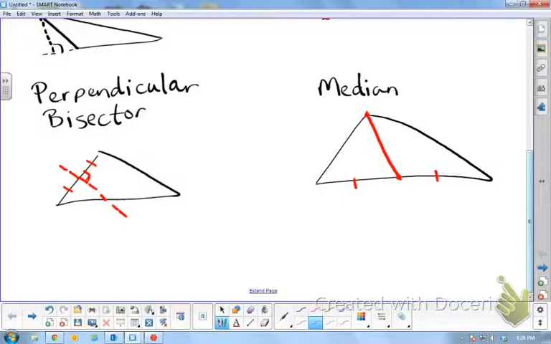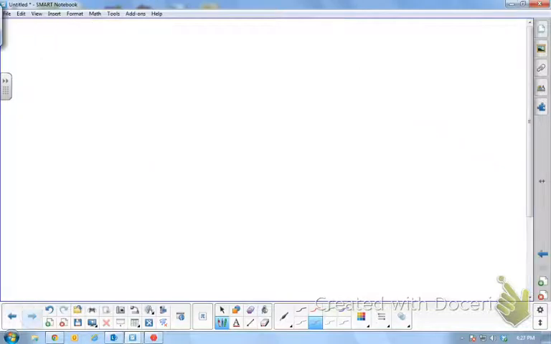So I said we'd be revisiting these because when you draw a median or an altitude or an angle bisector from every single vertex, or in the case of the perpendicular bisector, through every single side, then they actually meet at a point, and most of those points have certain properties we're going to learn about. So we started with altitudes.